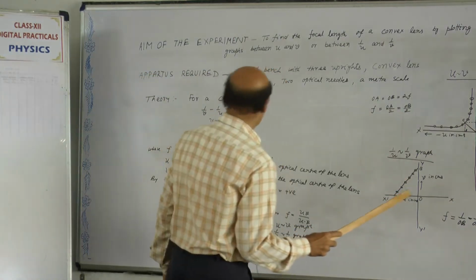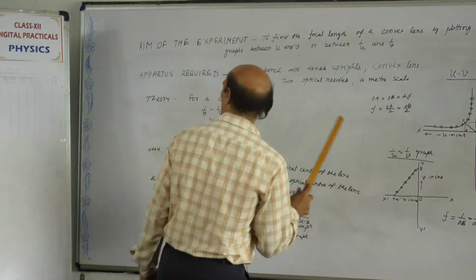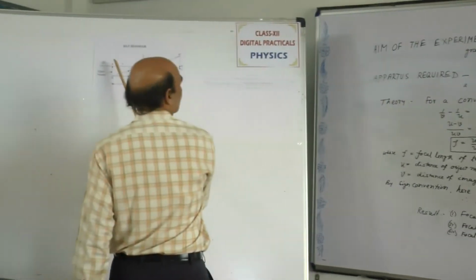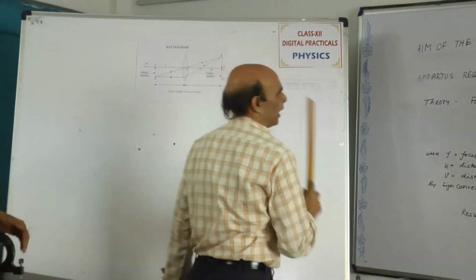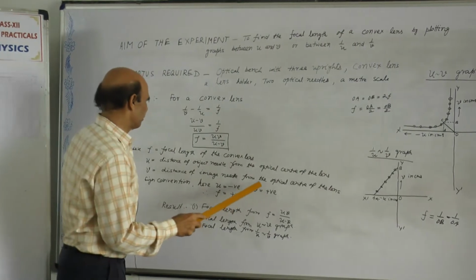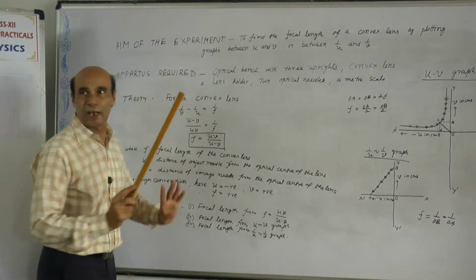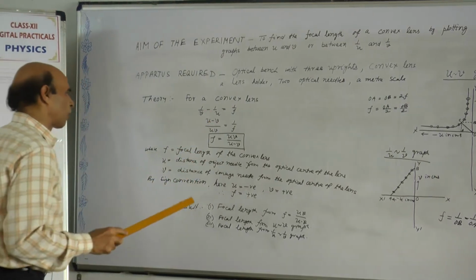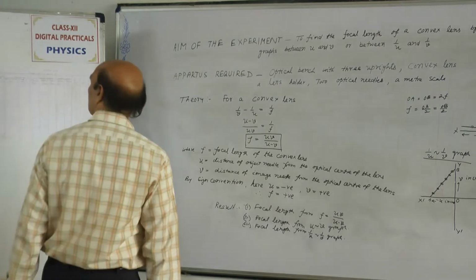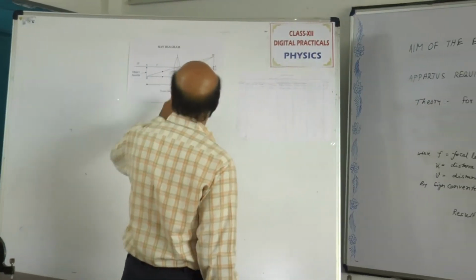Now, by sign convention, u is negative and v is positive. If u is negative and v positive, then automatically the negatives cancel, and f will be positive. So the focal length of a convex lens is always positive. And if you go to the ray diagram, the ray diagram is like this.